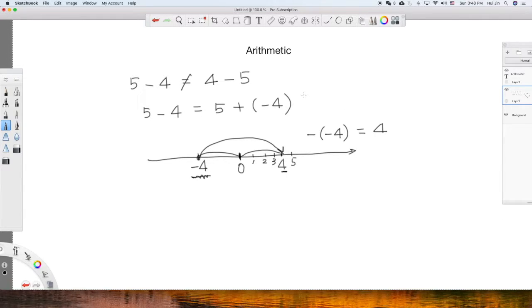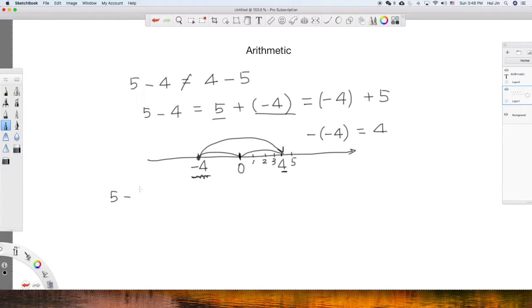With this negative 4, we can write the subtraction 5 minus 4 equals 5 plus negative 4. And now this is a number adding another number, and this is commutative. So this equals negative 4 plus 5. With this, it's commutative. And similarly, it's going to be associative as well.